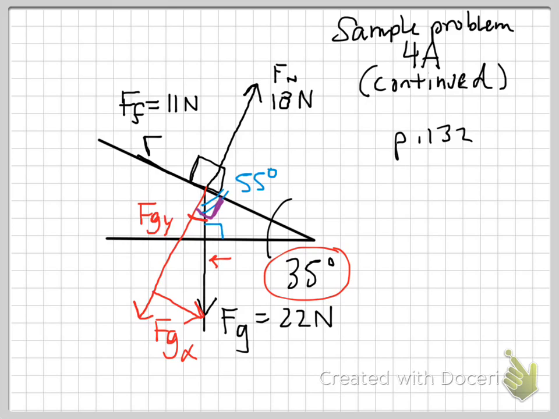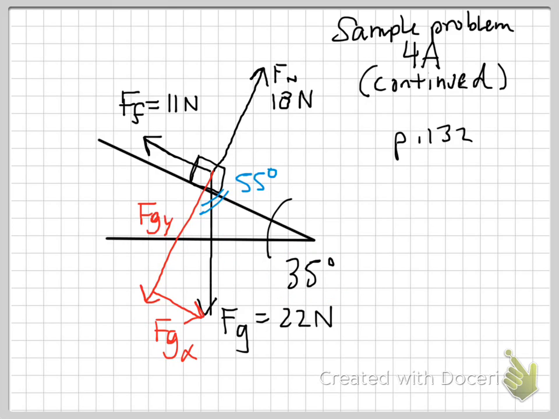Let's get rid of some of this extra stuff. Now with all that said, you can either go ahead and prove that to yourself every single time, or you can remember that when you've got an object on a sloped surface, this angle is going to be equal to this angle, which is probably the easiest course.